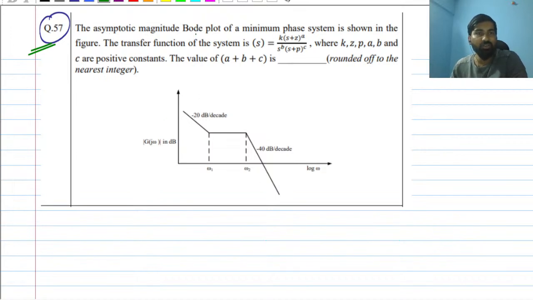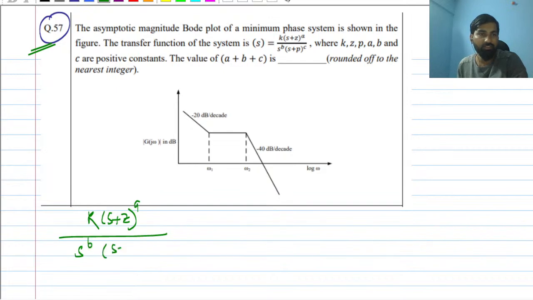The asymptotic magnitude BODE plot of a minimum phase system is shown in the figure. The transfer function of the system is given: k times (s plus z) to the power a upon s to the power b times (s plus p) to the power c, where k, z, p, a, b and c are positive constants. We have to find a plus b plus c.